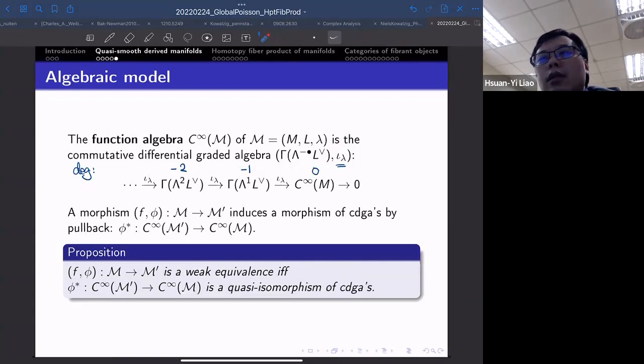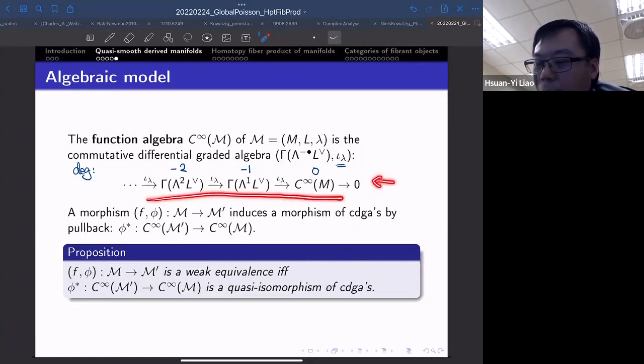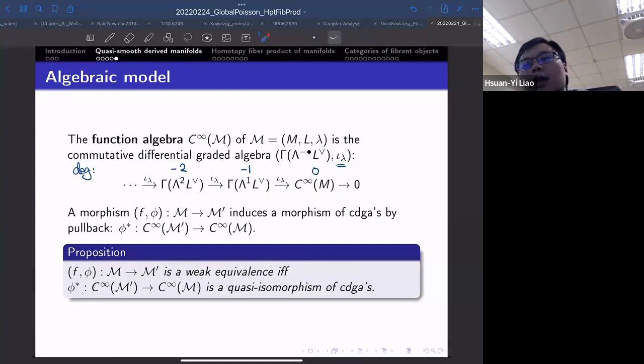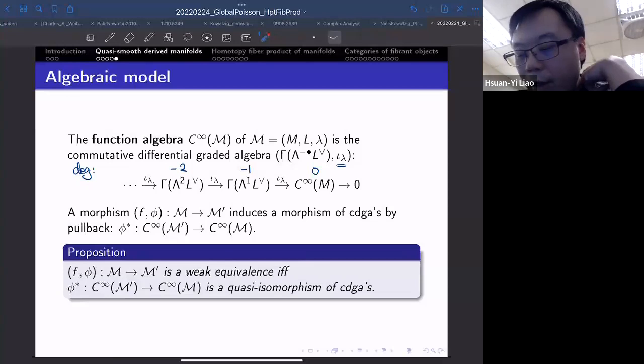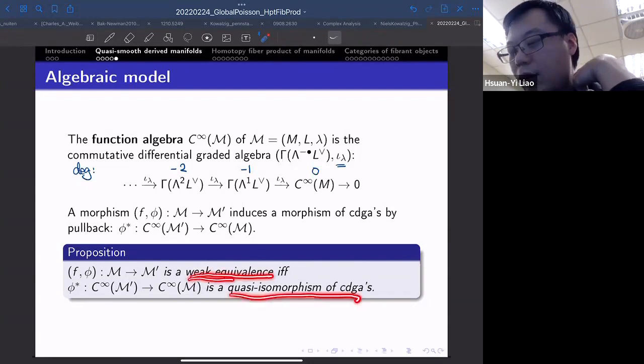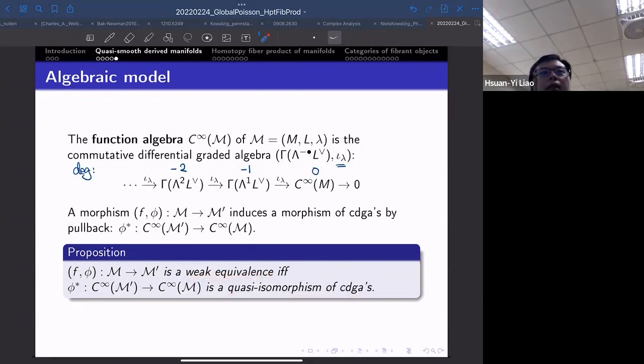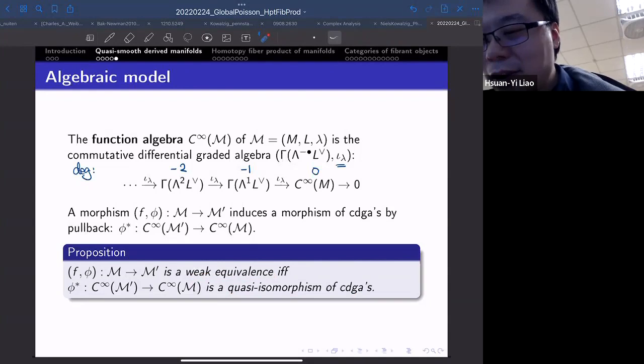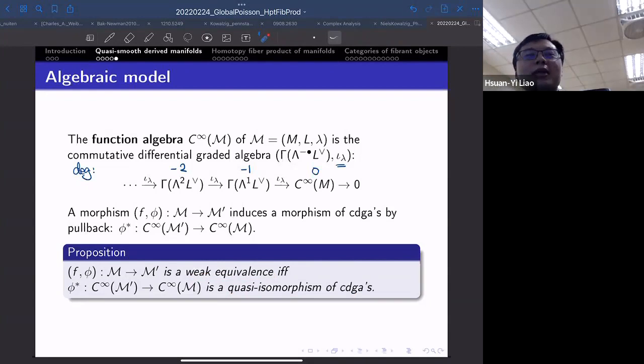And a morphism of quasi-smooth derived manifolds induces a morphism of CDGAs between these functions. It's just the pullback map. And the weak equivalence I just defined is actually the same as a quasi-isomorphism of CDGAs of the functions. So these two are the same. Okay. And this is a very quick introduction to quasi-smooth derived manifolds. Any questions?